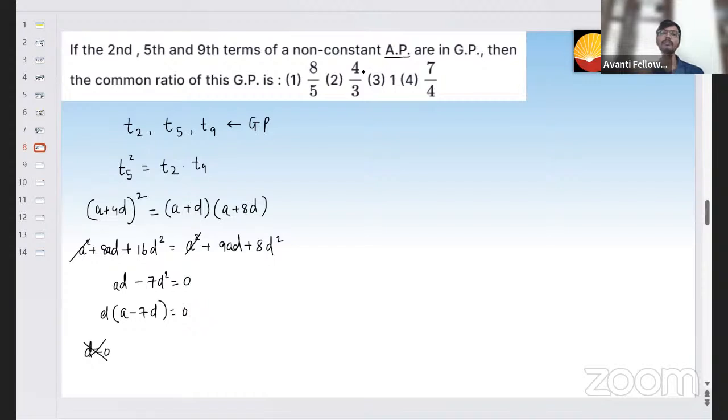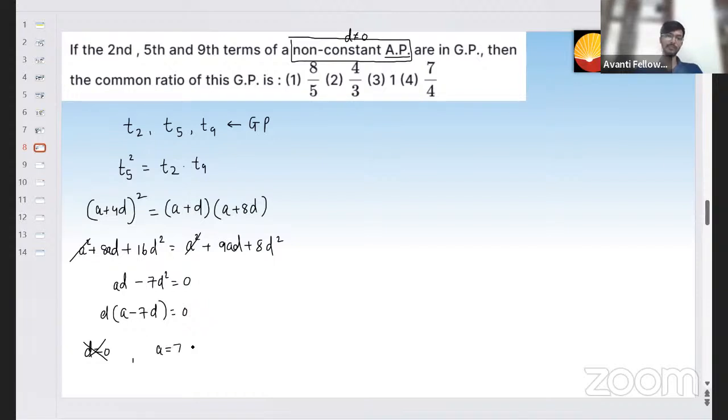Why is D not equal to 0? Because of this non-constant AP. What is the meaning of this? This means D is not equal to 0. Because if D equals 0, then I'll get a constant AP, that is 2, 2, 2, 2, 2 with common difference equal to 0. They have already given non-constant AP, that means D cannot be equal to 0. Superb, nice question.